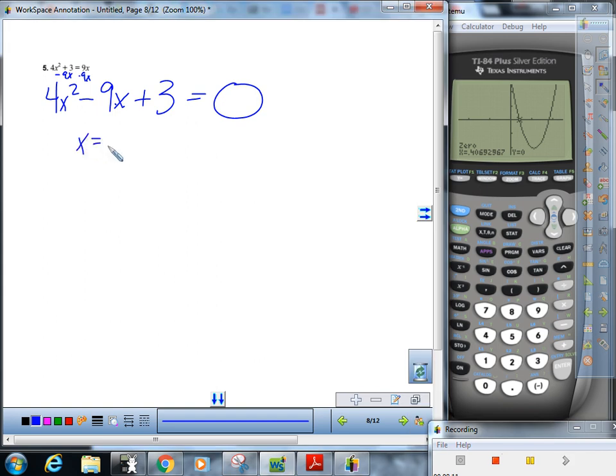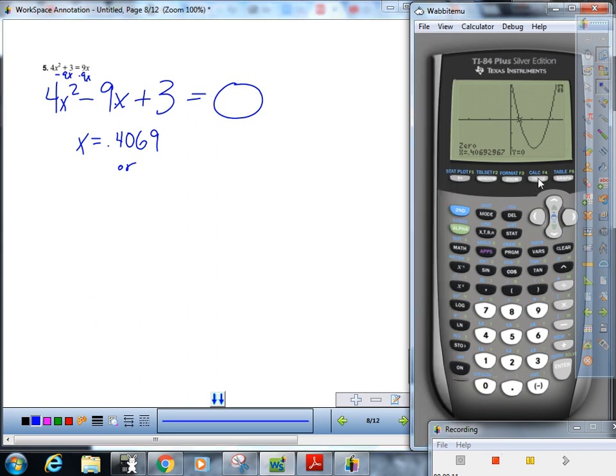x equals 0.4069. Or, now we got to do the exact same process again. So second, calculate the zero. Take your water bug over to this side. Hit enter. Hit enter. Hit enter. So you got to get to the left of it, get to the right of it, take a guess. Your other answer is 1.843.